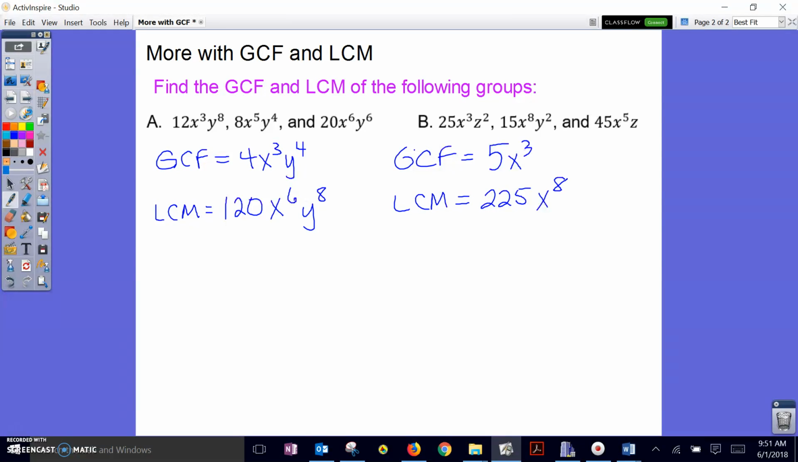We've got no y. We've got a y squared, and we've got no y. The biggest power of y that appears in these is y to the second. And then z's, I've got a z squared, no z, and then a z to the first. The biggest power of z that appears is z squared. And that concludes this video on more with GCF and LCM.